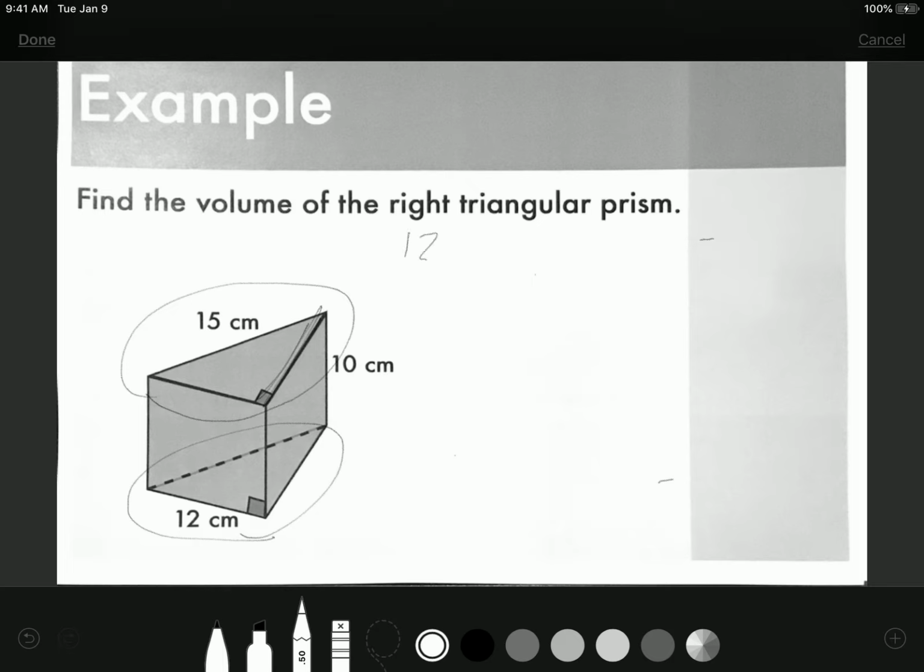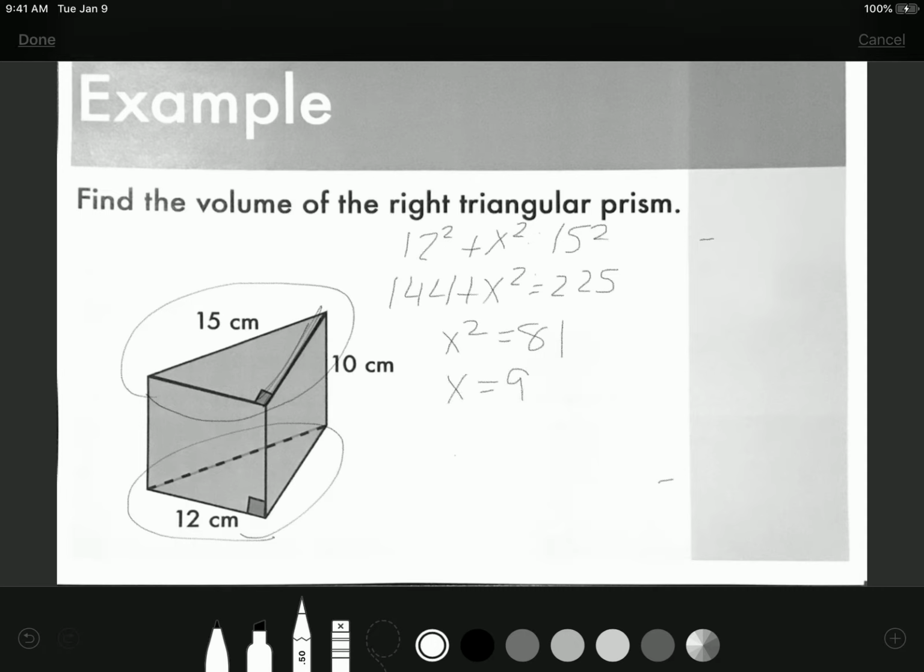So we have 12 squared plus x squared equals 15 squared. So that's 144 plus x squared equals 225. 225 minus 144 is going to give us 81, and the square root of 81 is just 9.